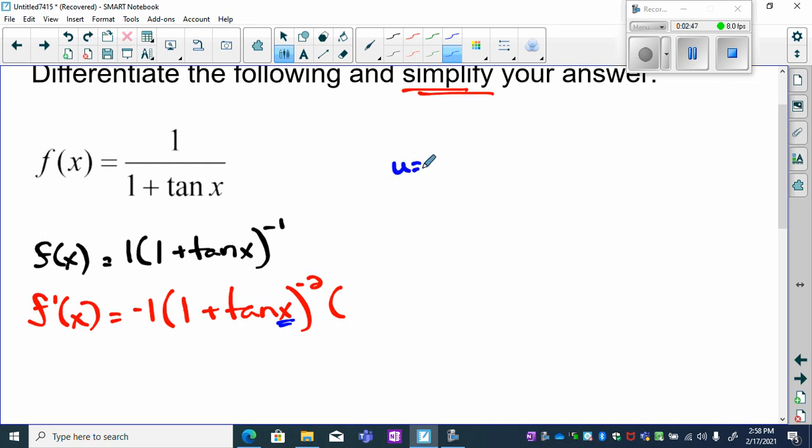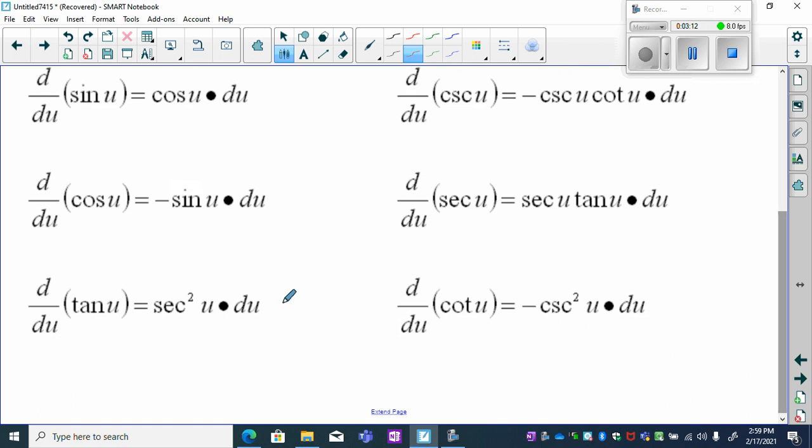That's where I have to use my rule. Okay, so in this case my u value is x. The derivative of u would be 1. The derivative of tangent u we know is secant squared u. So secant squared u is x times the derivative of u times 1. And that's that. And again, all I'm doing is using this rule right here. The derivative of tangent x would be secant squared x times 1.